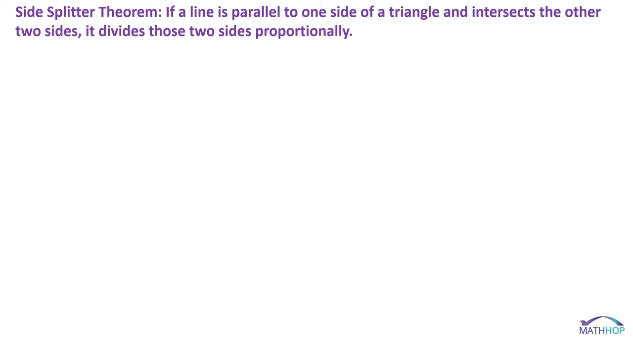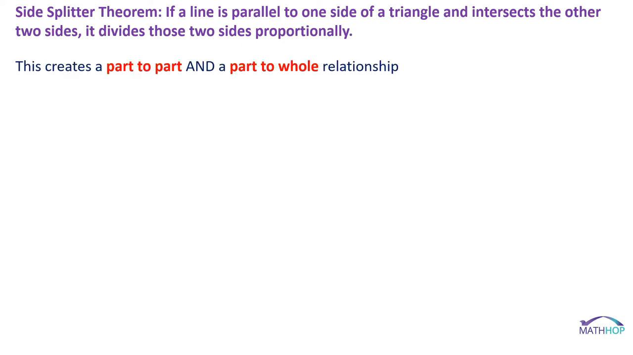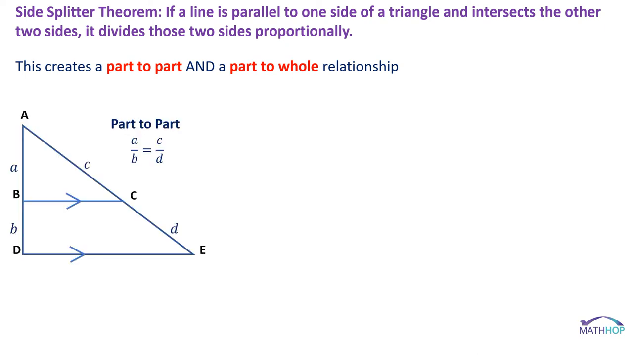Now, it has two different relationships. It creates a part-to-part relationship and a part-to-whole relationship. Let's look at both of those. So here's a triangle, similar to the one on the last page. We have ABC is the smaller, ADE is the larger. We already know they're similar because we just proved it on the previous screen. And this says that A is to B as C is to D. So these little side lengths are proportional.